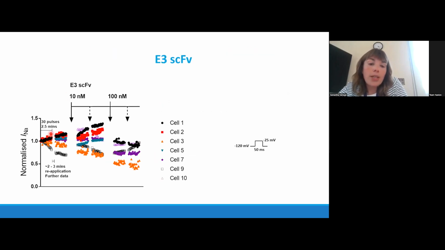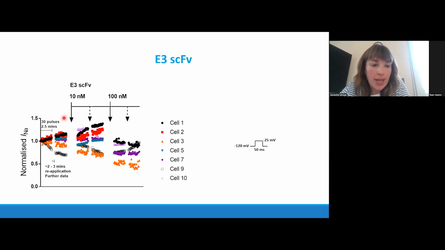So to do this, we used a fixed pulse protocol, which elicits a depolarizing step just to minus 25 millivolts, which is around peak current for NaV1.5. This repeats every 5 seconds for 30 pulses, covering a period of 2.5 minutes. Immediately after this, we apply an activating protocol in which we can get the IV curve data, reapply the solution, and then move on to a repeat of the 2.5 minute minus 25 millivolt pulse every 5 seconds.